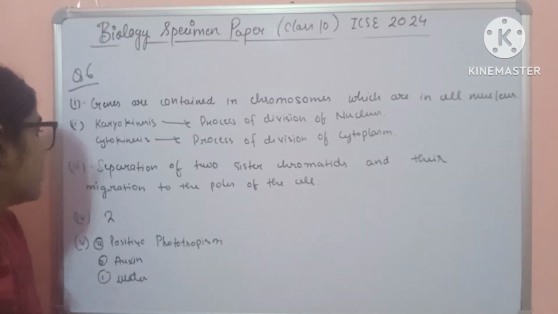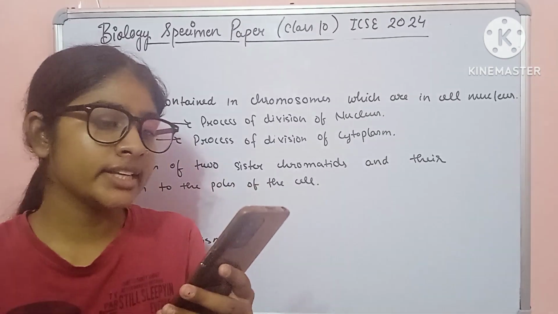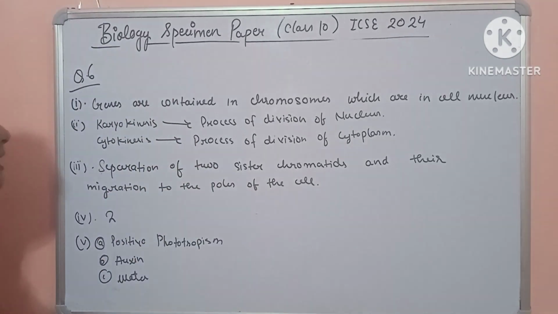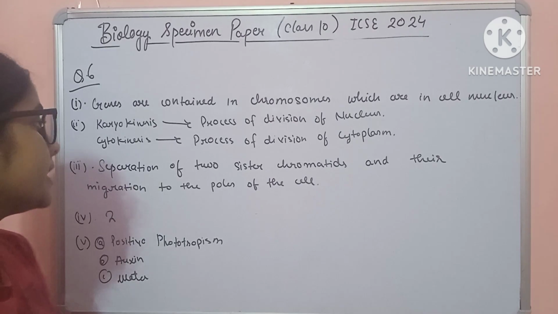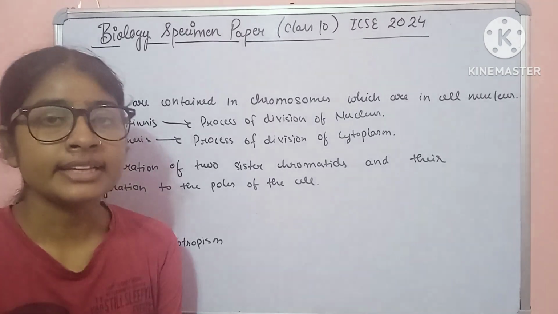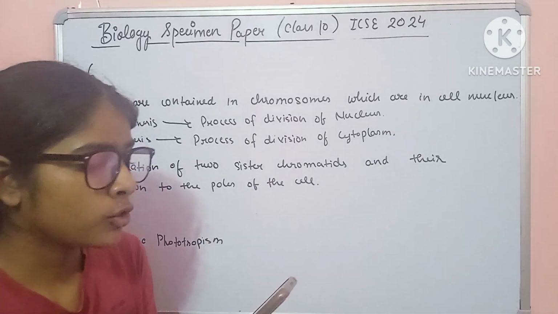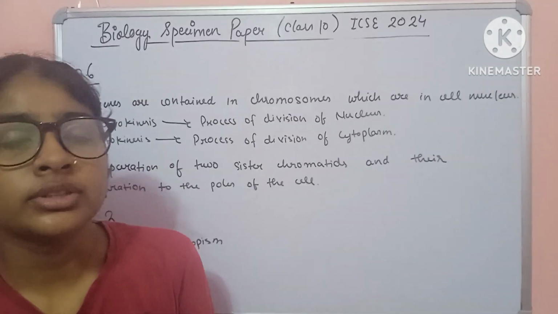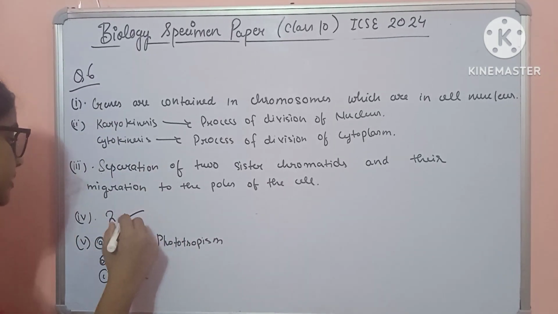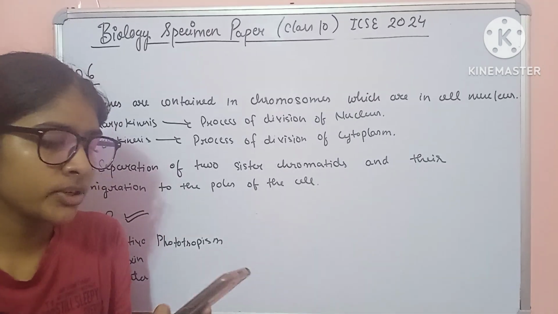Okay. Now third, mention two significant features of the stage anaphase during mitosis. Separation of two sister chromatids and their migration to the poles of the cell. This is the significance. Now fourth part, how many daughter cells are formed at the end of mitosis and meiosis? The answer is 2. Two daughter cells are formed.